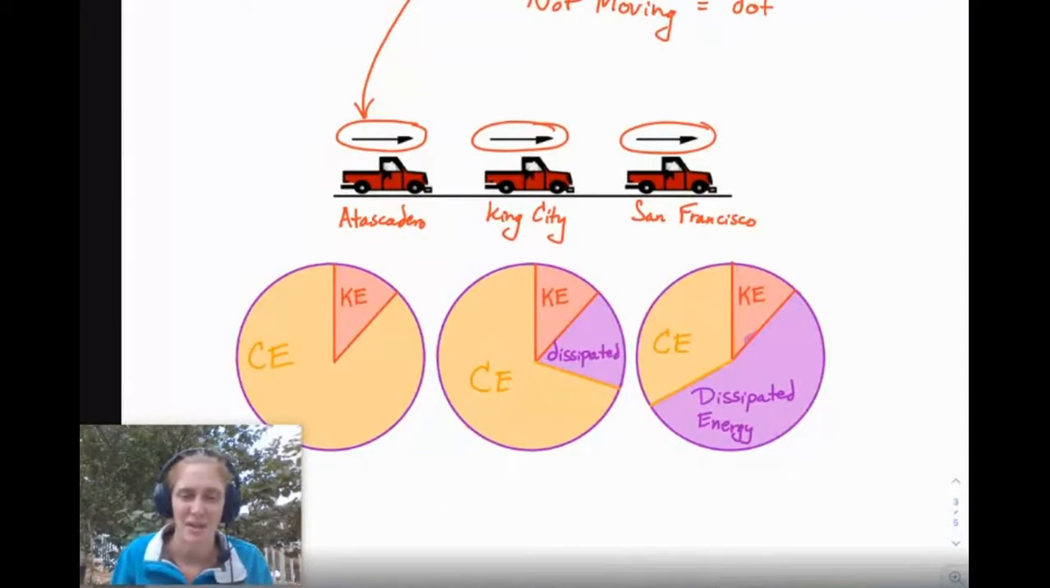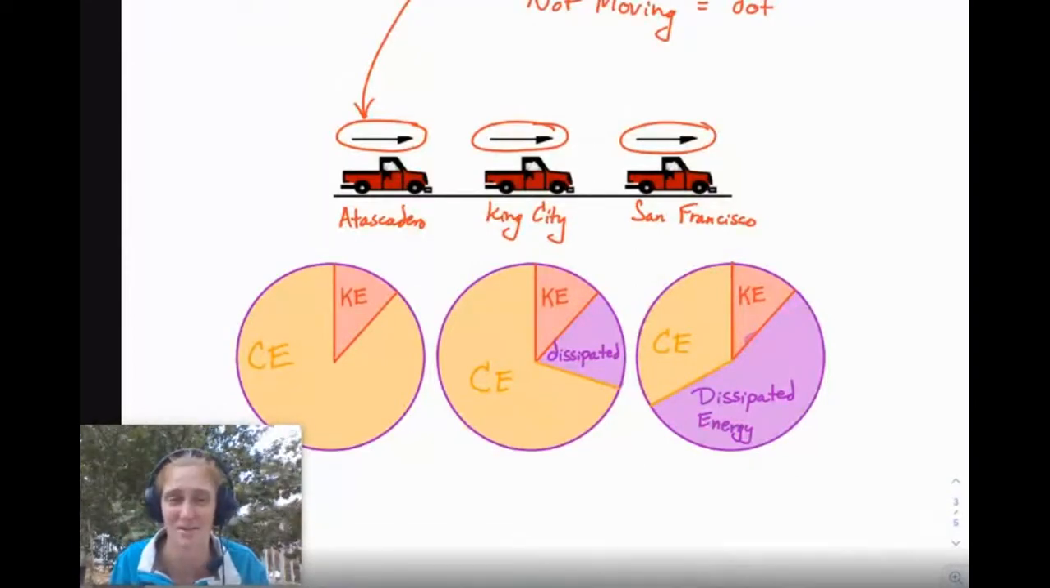All right. So as you can see, my kinetic energy part of these pie charts is going to stay the same because I'm going to keep moving at the same speed. My chemical potential energy gets smaller each time because I'm using up some of the gas. And dissipated gets bigger and bigger because my chemical energy is essentially turning into this dissipated energy that is not going to be useful anymore.